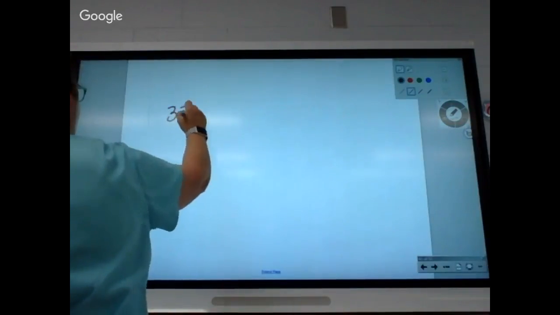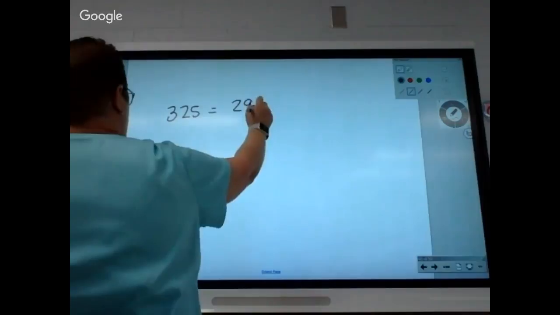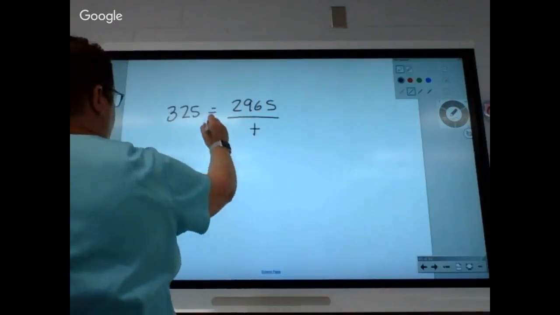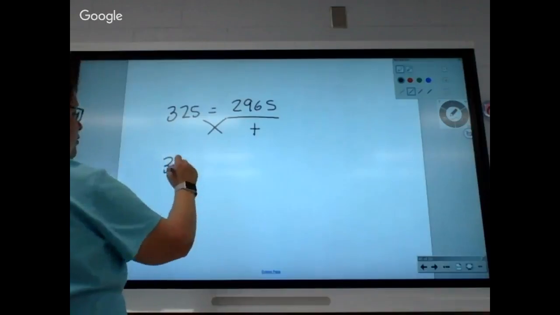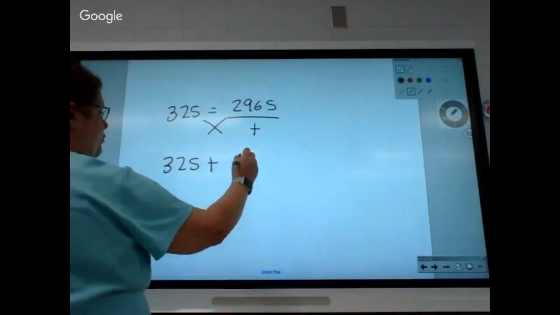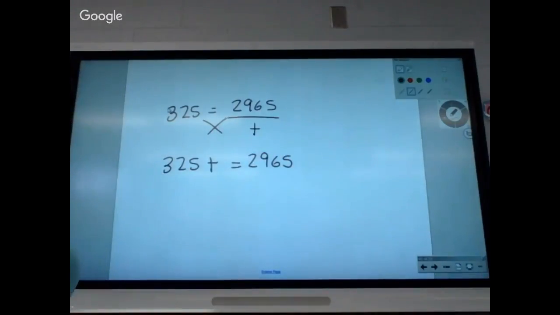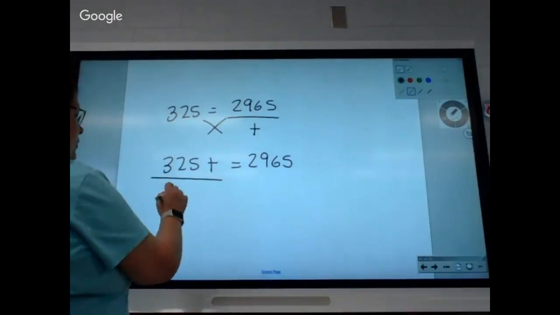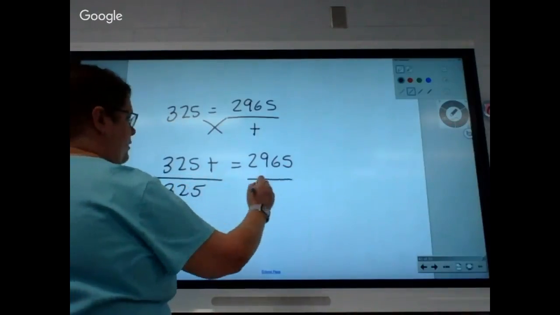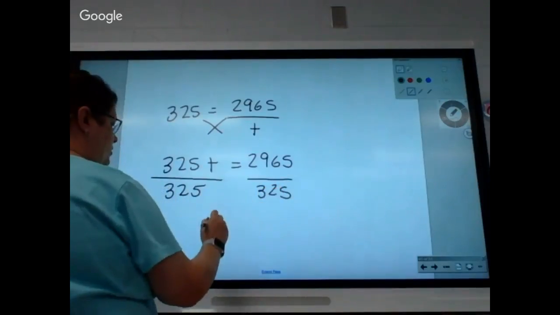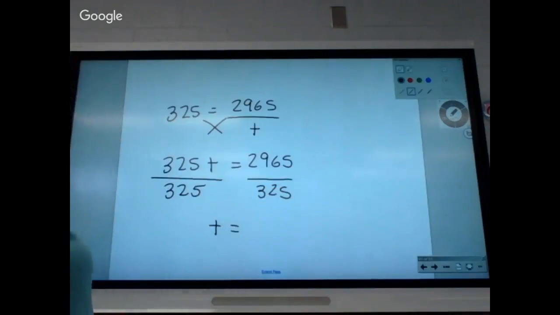You have 325 equals, was it 2965, over T. And you said cross multiply. That's right. You get 325 T equals 2965. Now that you've cross multiplied, what do you have to do? Now you've got to divide by 325. That sounds about right, looking at those numbers. But you've got to cross multiply first, and then you divide. Those are 2-step problems when the variable's in the denominator.